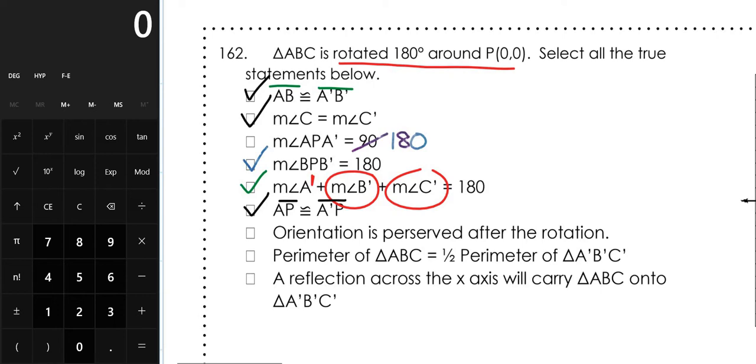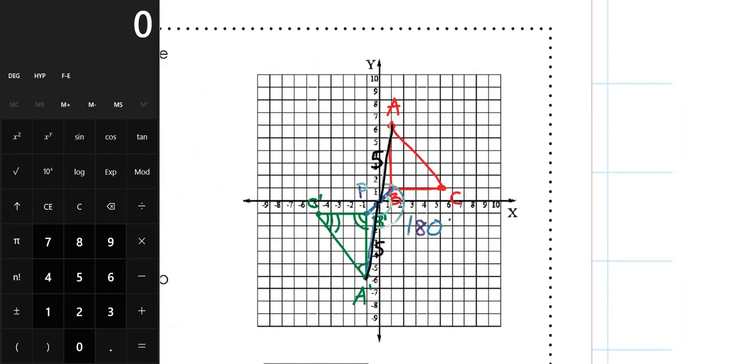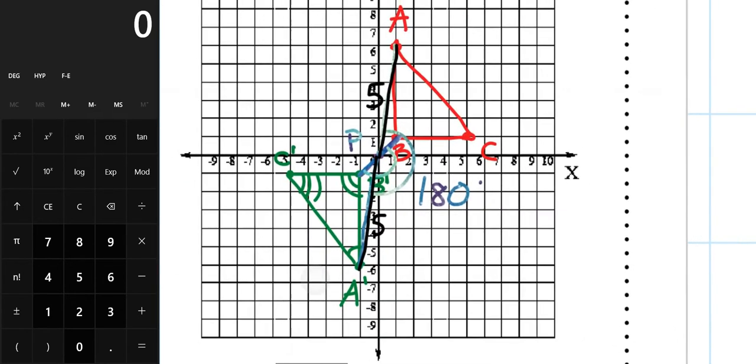Next, orientation is preserved after the rotation. Now let's talk about orientation. Orientation is how your object is lettered. So let's take a look at our visual and we'll talk about orientation that way. Notice right now, to go from A to B to C in my original red triangle, I'm going from A to B to C counterclockwise.